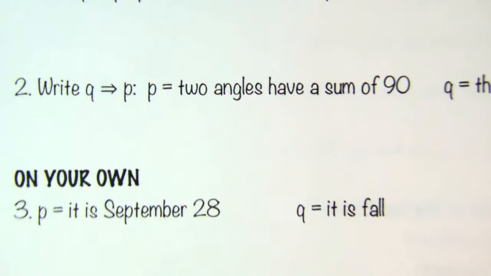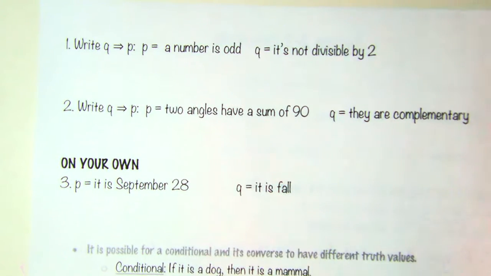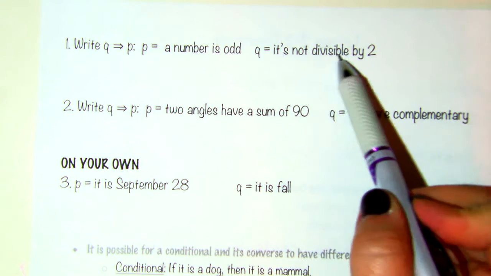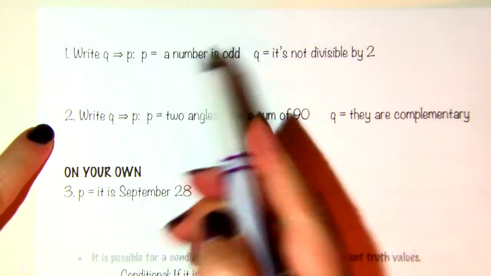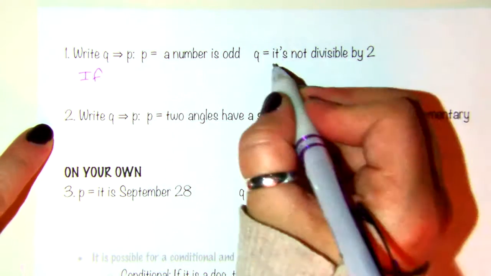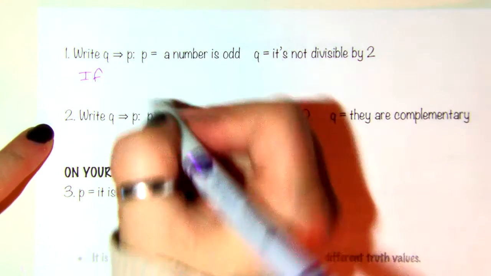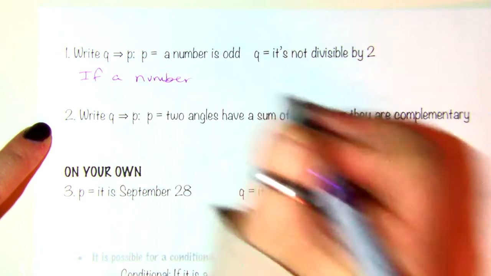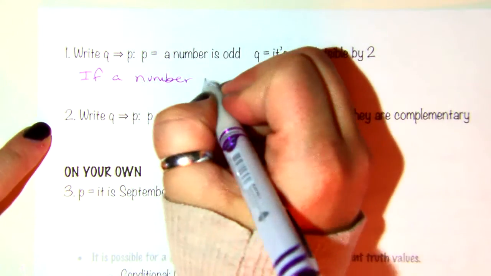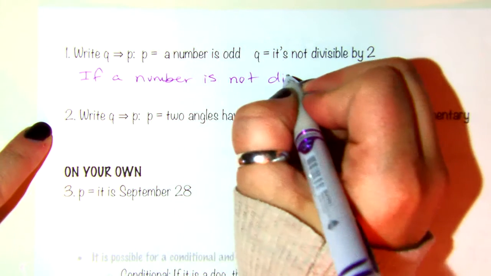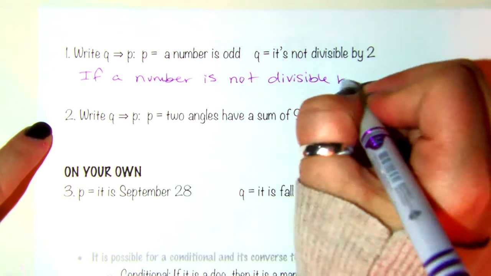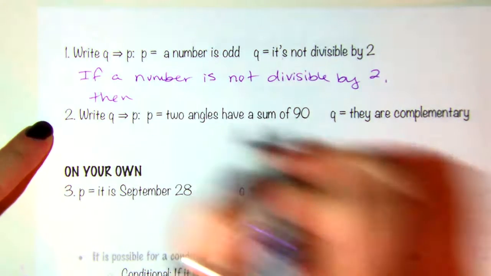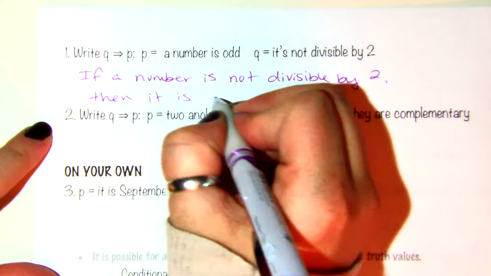So number 1 tells us that P, so the hypothesis is a number is odd, and the conclusion Q is it's not divisible by 2. So if Q is it's not divisible by 2. So if a number, so we're going to reword it a little bit to make it make sense, is not divisible by 2, then now you can say it is odd.